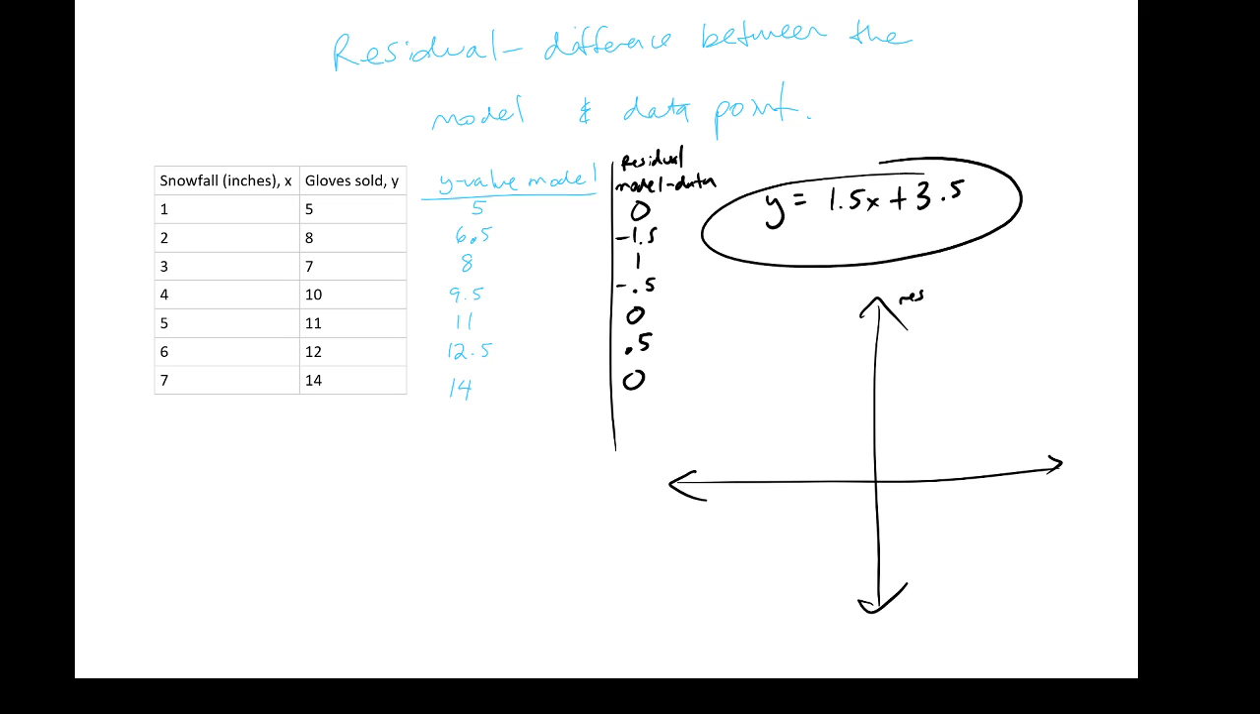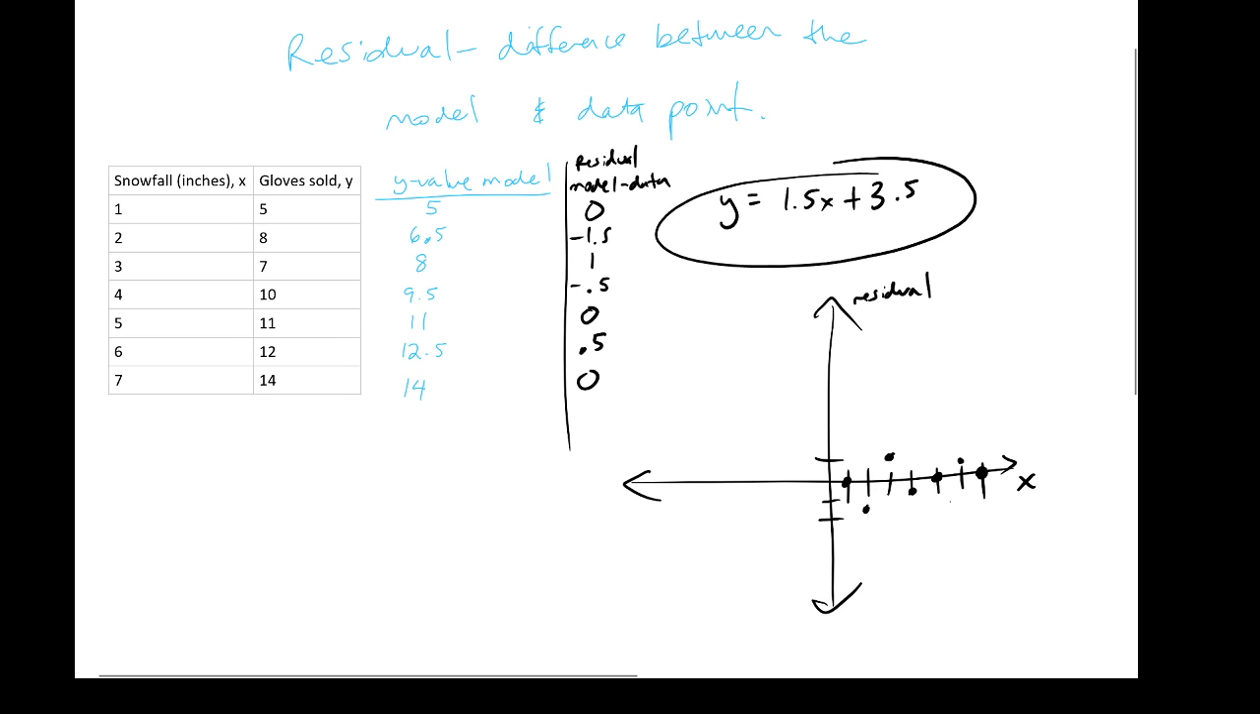And here we have our residual per value of x, okay? So when x was 1, our residual was 0. When x was 2, our residual was negative 1.5. When x was 3, our residual was 1. When x was 4, it's negative 0.5. When x was 5, it was 0. When x was 6, it was positive 0.5. And when x was 7, again, it was 0.